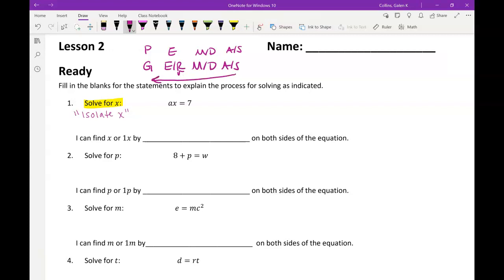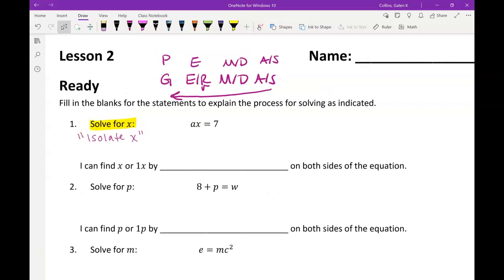The only thing being done to x in this equation is that it is being multiplied by a. So I want to use the inverse of multiplication, which is division. So I would divide both sides by a. And when I solve for x, I would get x equals 7 over a. So I can find x, or 1x, by dividing by a on both sides of the equation.